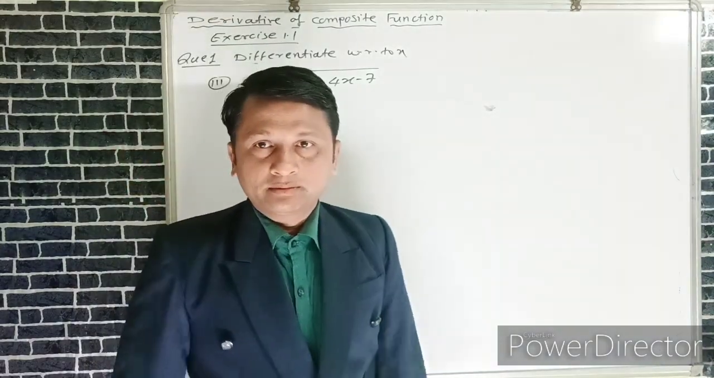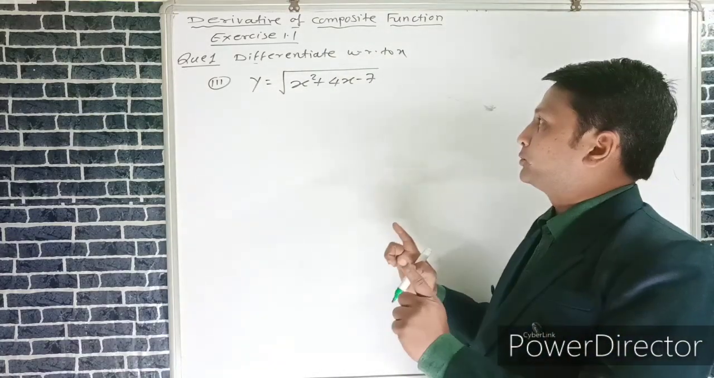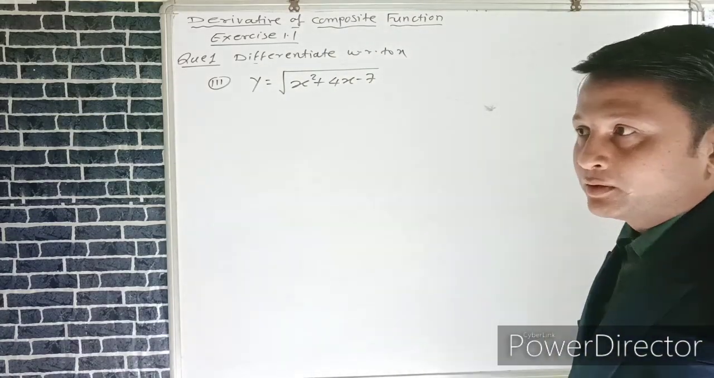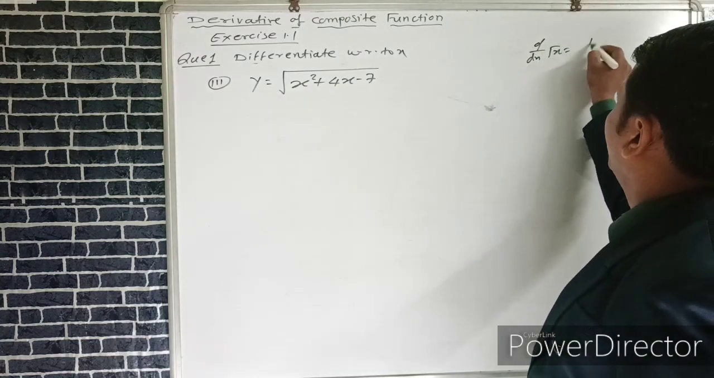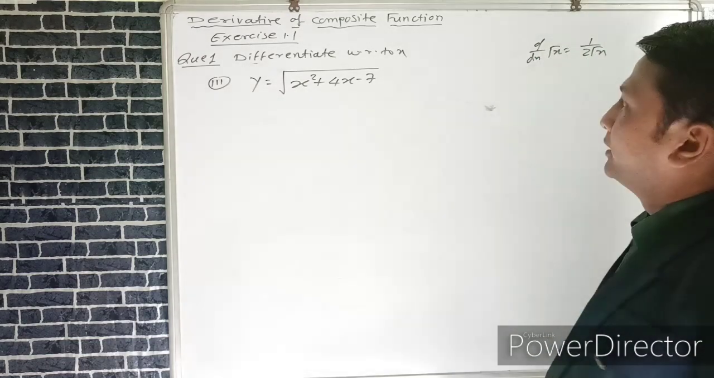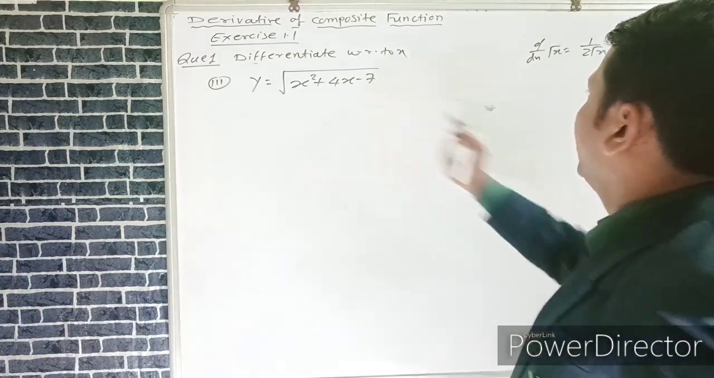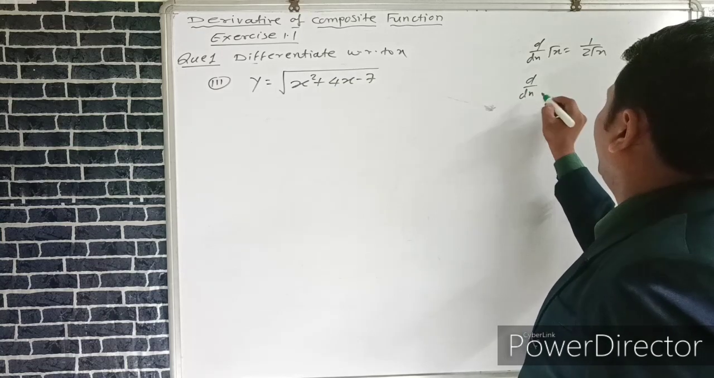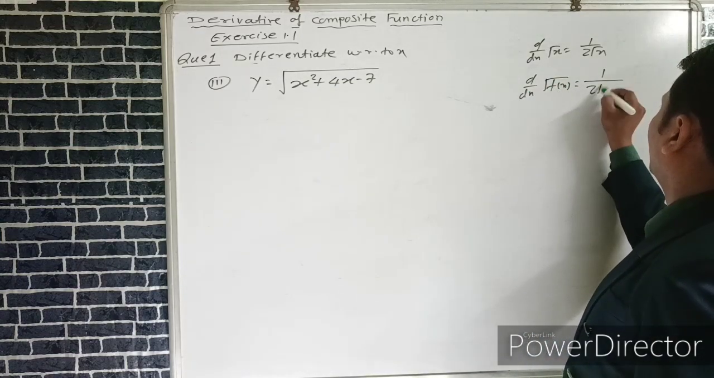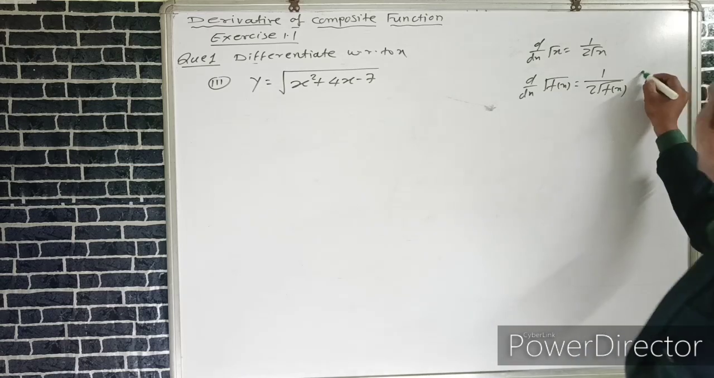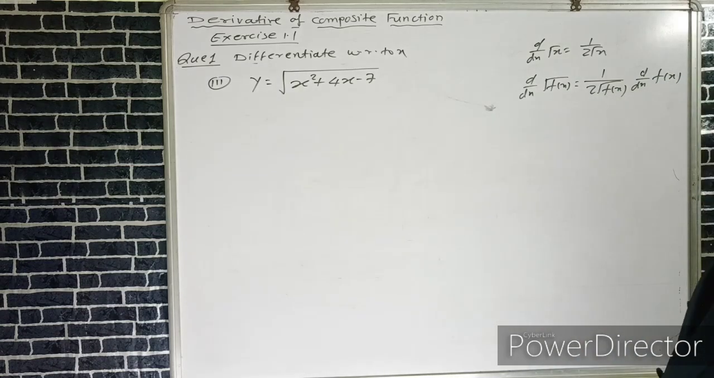Next example, y is equal to under root of x square plus 4x minus 7. And we know that the derivative of root x is 1 upon 2 root x. In the under root, if f of x, then the derivative of under root fx is 1 upon 2 under root of fx into again a derivative of fx, which is a derivative of composite function.